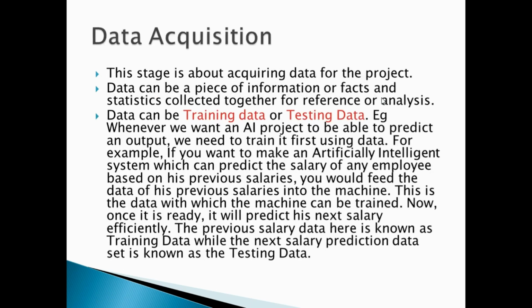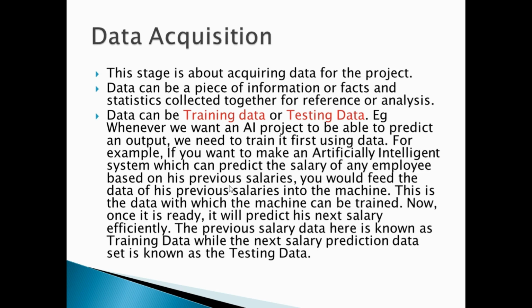The second phase is data acquisition. Under data acquisition, I gather the data. Data will be nothing but some raw data that I collect. And when these raw facts are put together and I give some meaning to it, it gives me information. Now the data that I have can be either training data or testing data. Initially, when we give some data to the system so that I build the model, then it is training data. And then finally, I use the testing data to check the system that I have built.